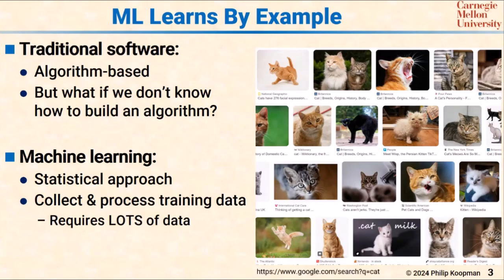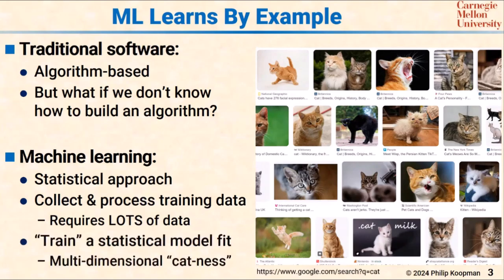It requires tons and tons of data. In this case, labeled data. Here's a picture, here's a cat, here's a picture, here's a cat. And eventually it figures out by statistics what it means to be catness. So you're training a statistical model fit. It's curve fitting, very, very multidimensional. It's nonlinear, but fundamentally it's curve fitting to catness. Okay, great. Now, what can we do with that?